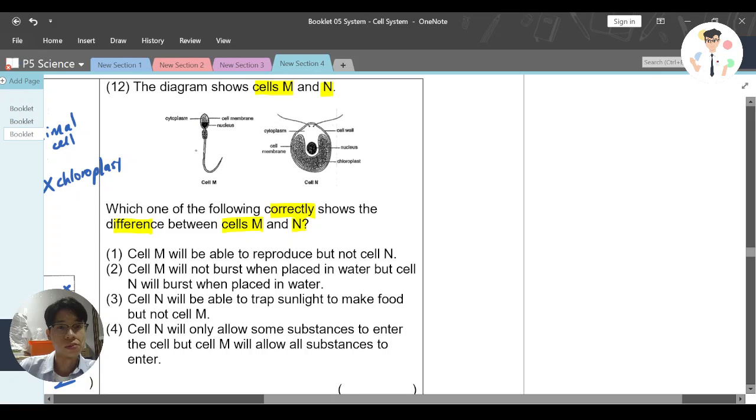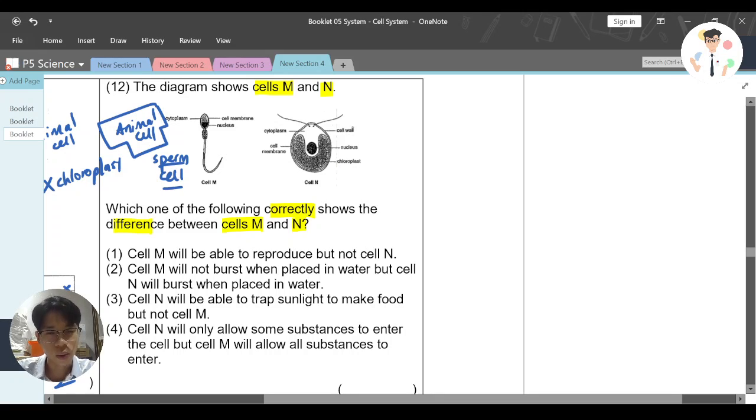Now, if you look carefully at cell M, this is very obvious. As you know, this is actually a sperm cell, and a sperm cell is an animal cell. Okay, but if you now look at cell N, teacher, what is this?